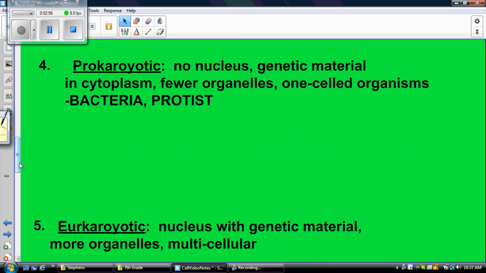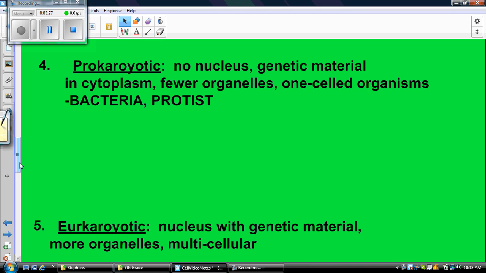Okay, so now we're going to get into two main types of cells. So we classify cells in two big categories. They're either prokaryotic cells or eukaryotic cells. So prokaryotic cells have no nucleus, so they don't have anything that kind of directs the cell and tells the cell what to do. All its genetic material is in what we call the cytoplasm. Now don't worry if you don't quite understand what a nucleus or a cytoplasm is, because we're going to get to that a little bit later.